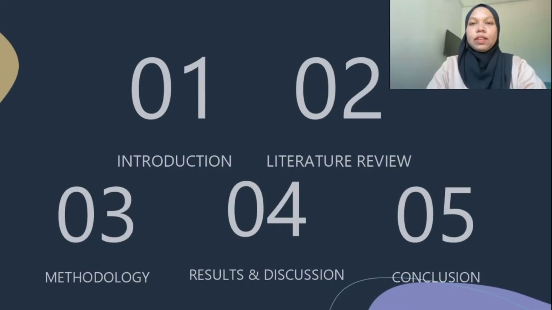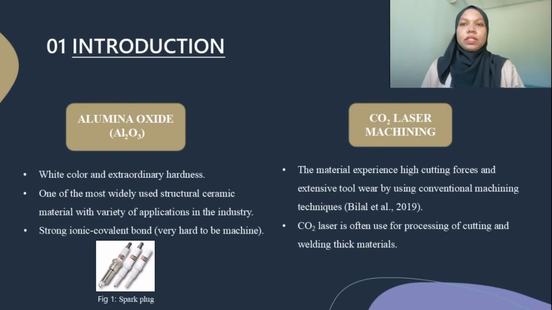First, introduction. Next, the literature review. Third, the methodology. Then the result and discussion. And lastly, the conclusion. Alumina, usually referred to as aluminium oxide Al2O3, has a brilliant white color and extraordinary hardness.